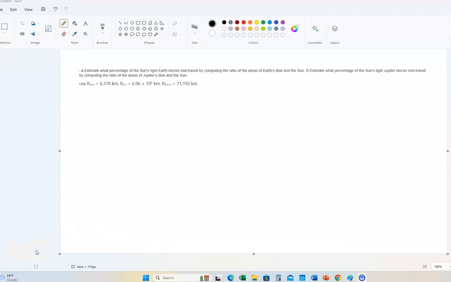All right, and this is problem 20. Let me just write that here, 20. The last one was 19. For this one, it says estimate what percentage of the sun's light is blocked mid-transit by computing the ratio of the area of the Earth's disk and the sun's disk. It was part B, sorry, but by Jupiter.